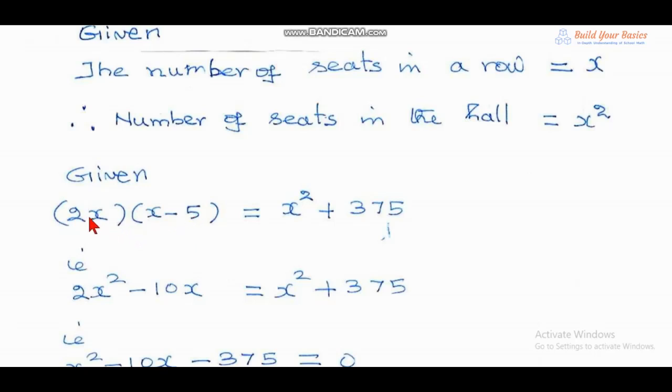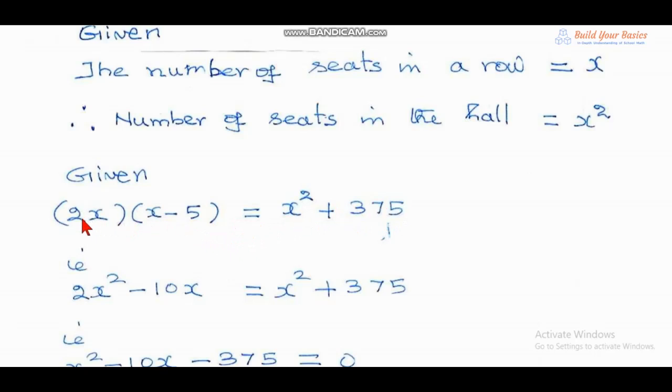Number of rows doubled and number of seats in each row reduced by 5. Then what will be the number of seats now? 2x into x minus 5. That is given to be equal to x squared plus 375, because the number of seats increases by 375. Originally there were x squared seats that has increased by 375. So 2x into x minus 5 equals x squared plus 375, as per the second statement of the problem.